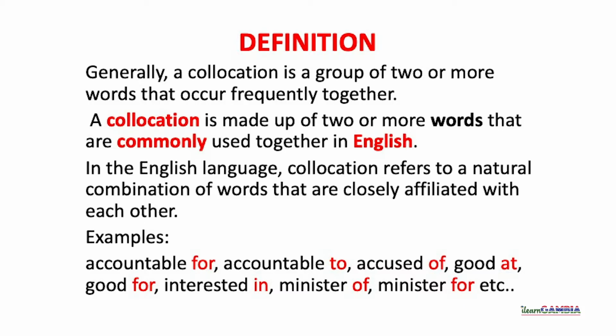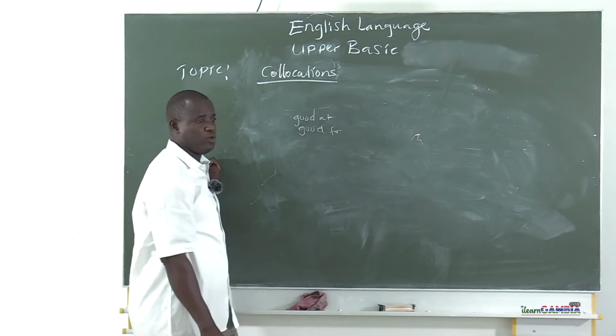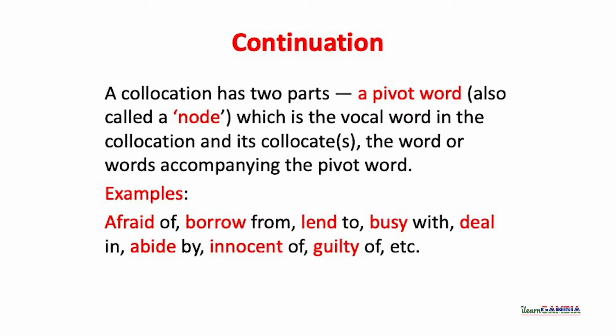For example, accountable for and accountable to. Now you can see one word can collocate with more than one word. The word accountable can collocate with "for", and at the same time it can also collocate with "to". He's accountable for and accountable to. Accused of, good at, good for. As I gave you previously, good at. Equally, you can also say he's good for, depending on the context in which the word is used. All right? So we move on.